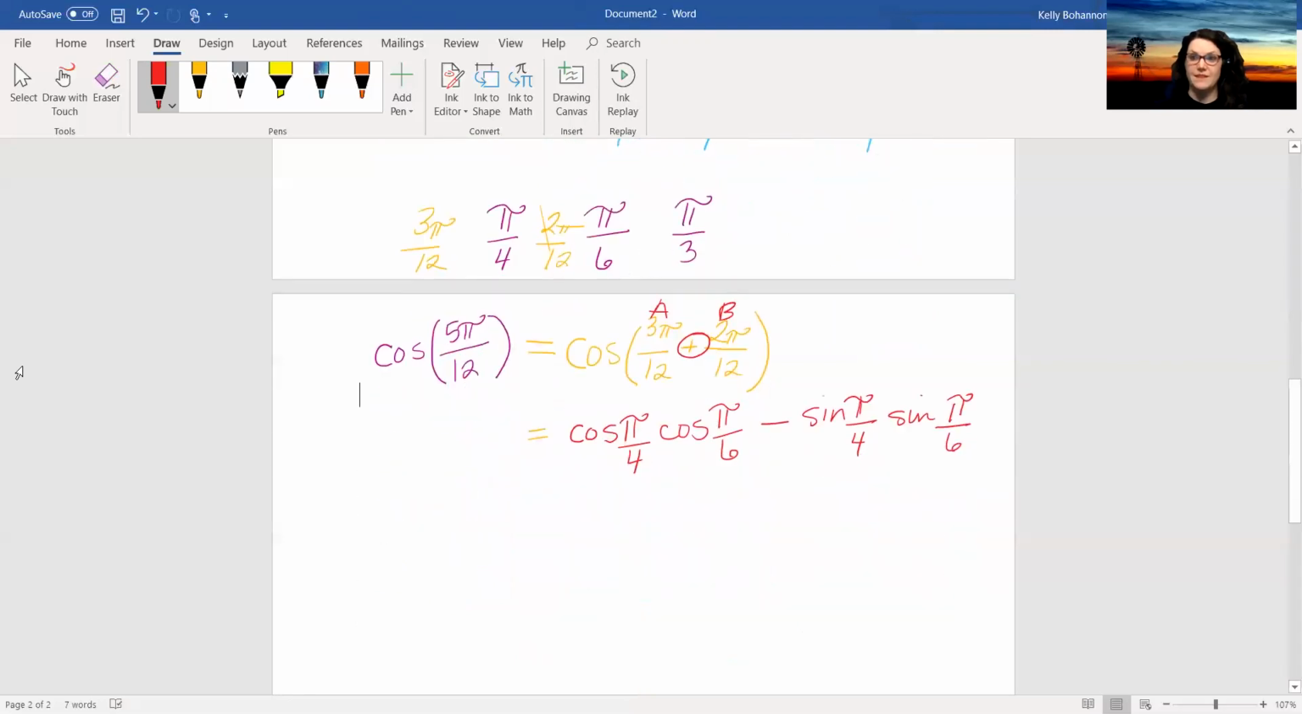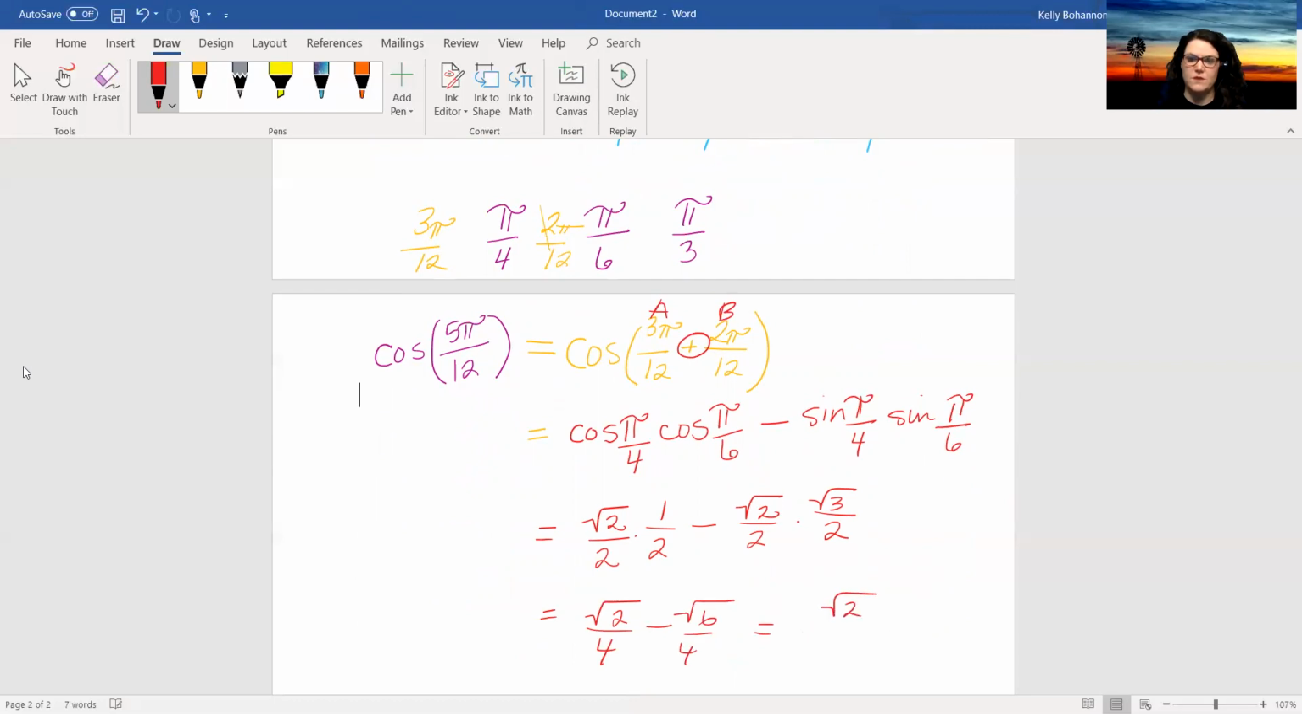And now I can plug in the exact values that I happen to know. So again, cosine of pi over 4 is square root 2 over 2. Cosine of pi over 6 is 1/2, minus sine of pi over 4, square root 2 over 2. And sine of pi over 6 is square root 3 over 2. Ends up looking a lot like the one above it. Got square root 2 over 4 minus square root 6 over 4, which simplifies to square root 2 minus square root 6 all over 4.